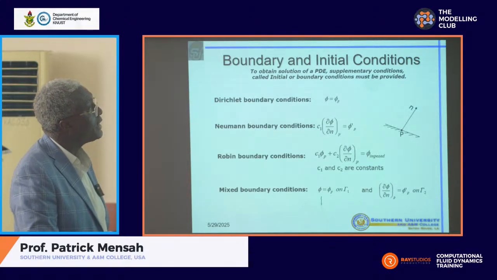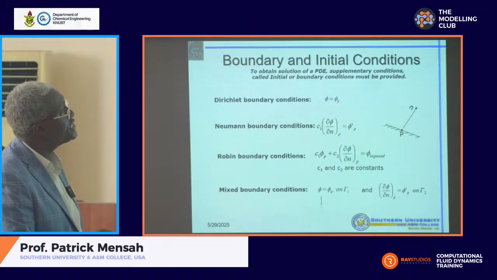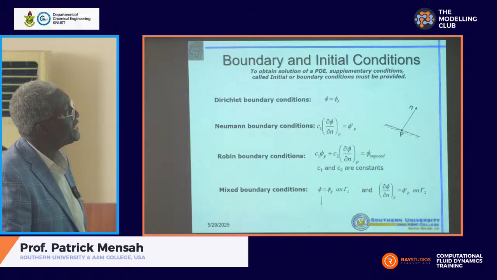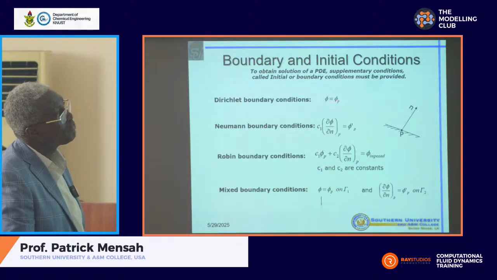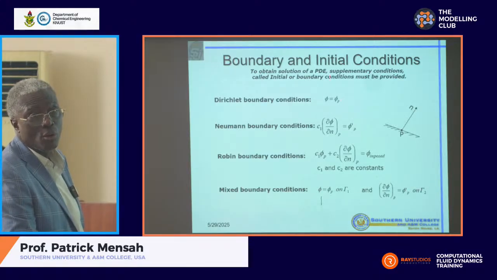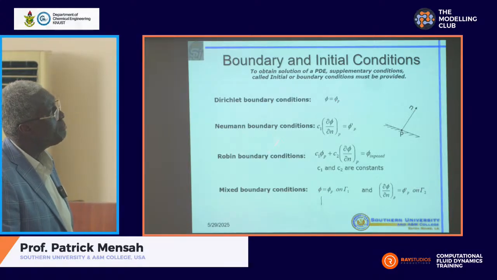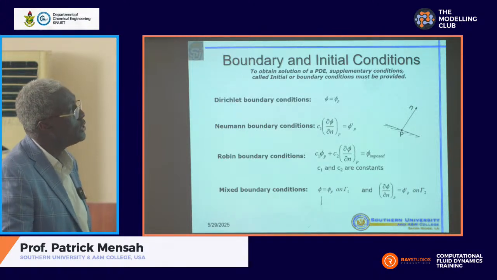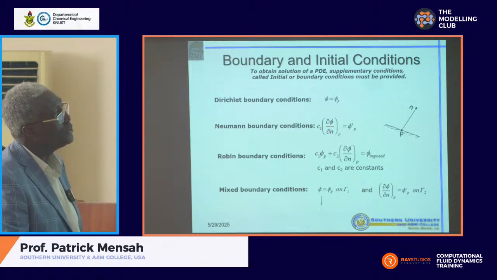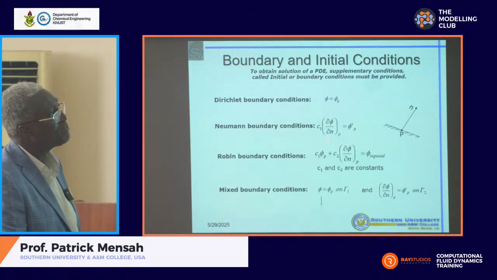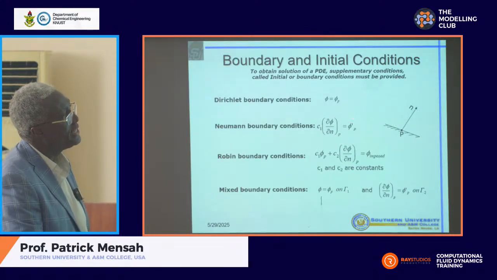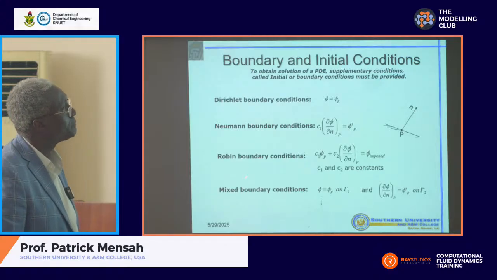Okay, let us just quickly revisit the boundary conditions. These are the different types of boundary conditions. The Dirichlet boundary condition means a known property value at the boundary, for example, a known temperature or known velocity at the boundary. The Neumann boundary condition means that you know the partial derivative with respect to the normal at that boundary. For example, you know the heat flux at that boundary, or whether that boundary is insulated.